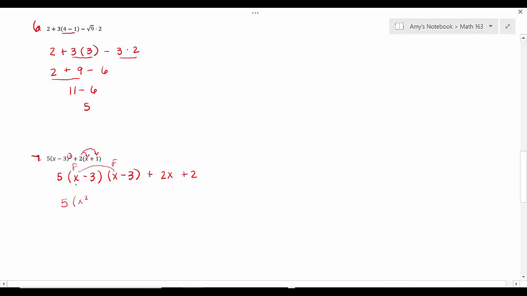And then you look on the outside. On the outside of these two parentheses are these two terms. X times negative 3 is negative 3x. On the inside is negative 3 and x. And the last term in each parenthesis is negative 3 and negative 3, which is positive 9. I'm going to combine like terms inside the parentheses.